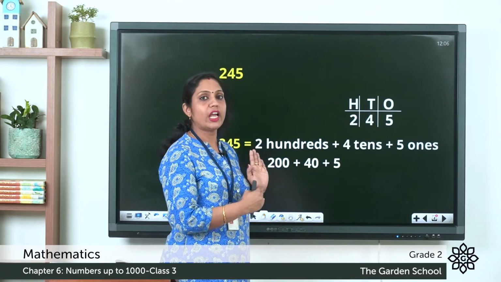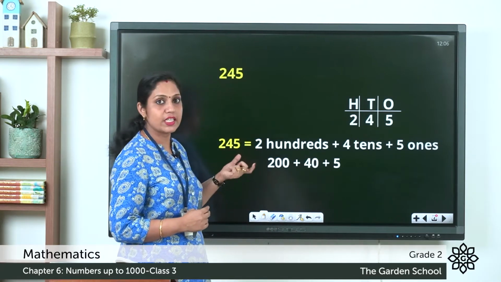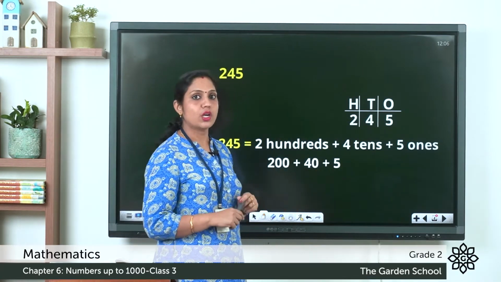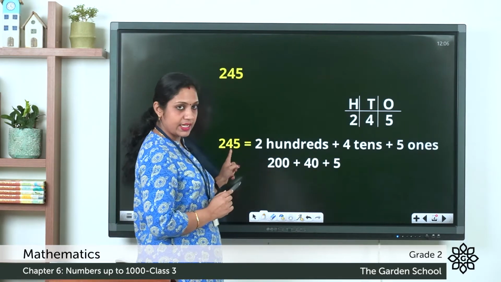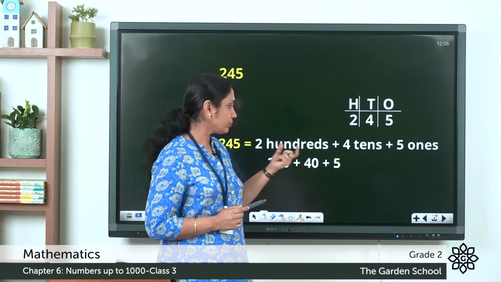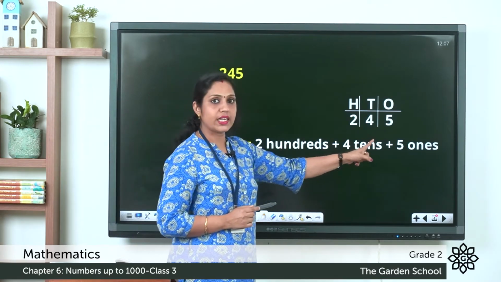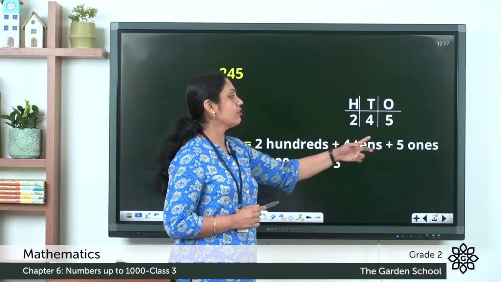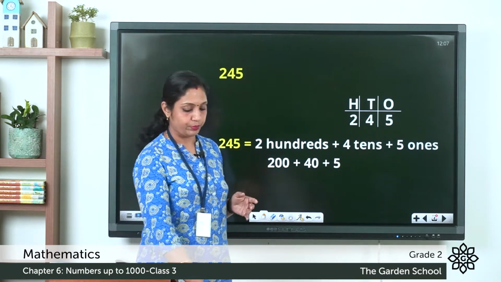But when we read, we have to read from the leftmost position. So the left position is in the hundreds place. So how can we write it? 2 hundreds plus 4 tens plus 5 ones. So 2 hundreds becomes 200 plus 4 tens is 40 plus 5 ones becomes 5 itself. So this is the expanded form.